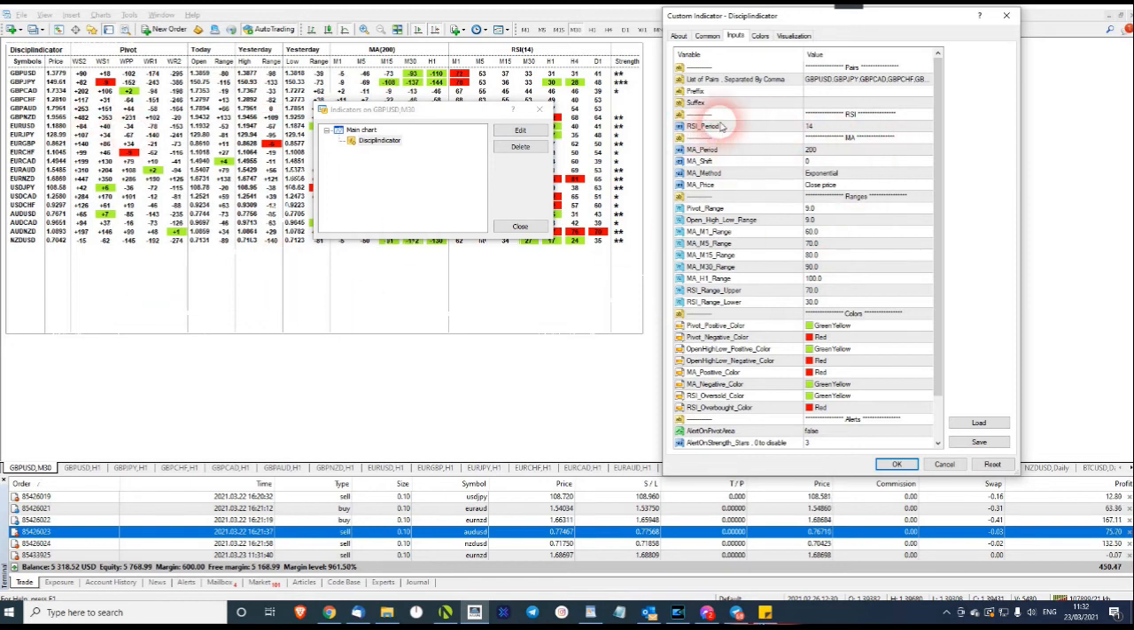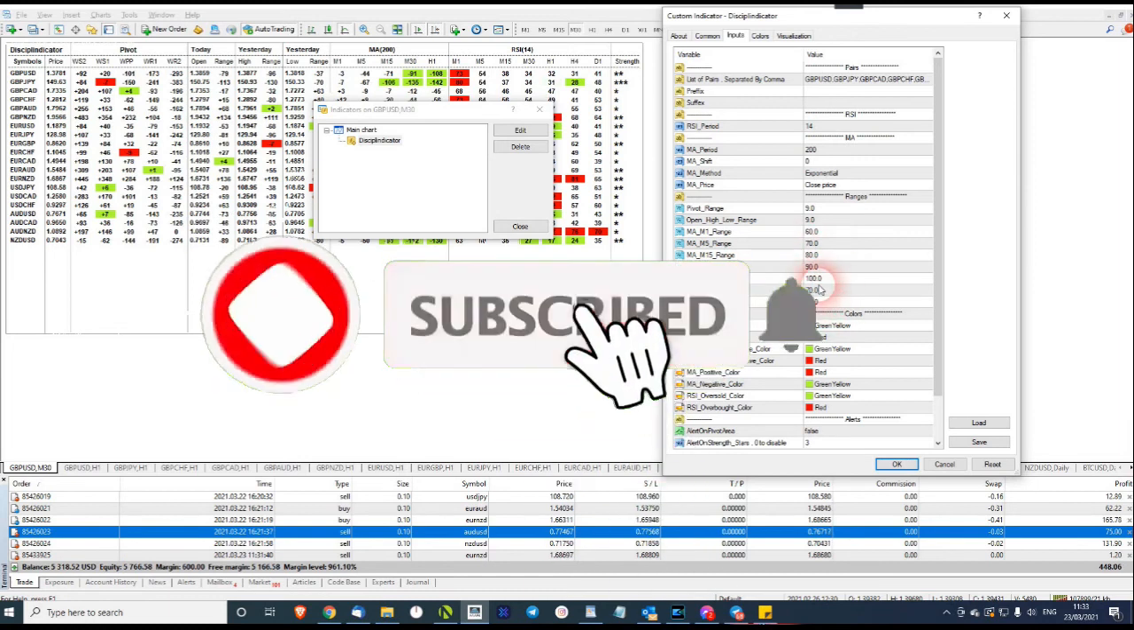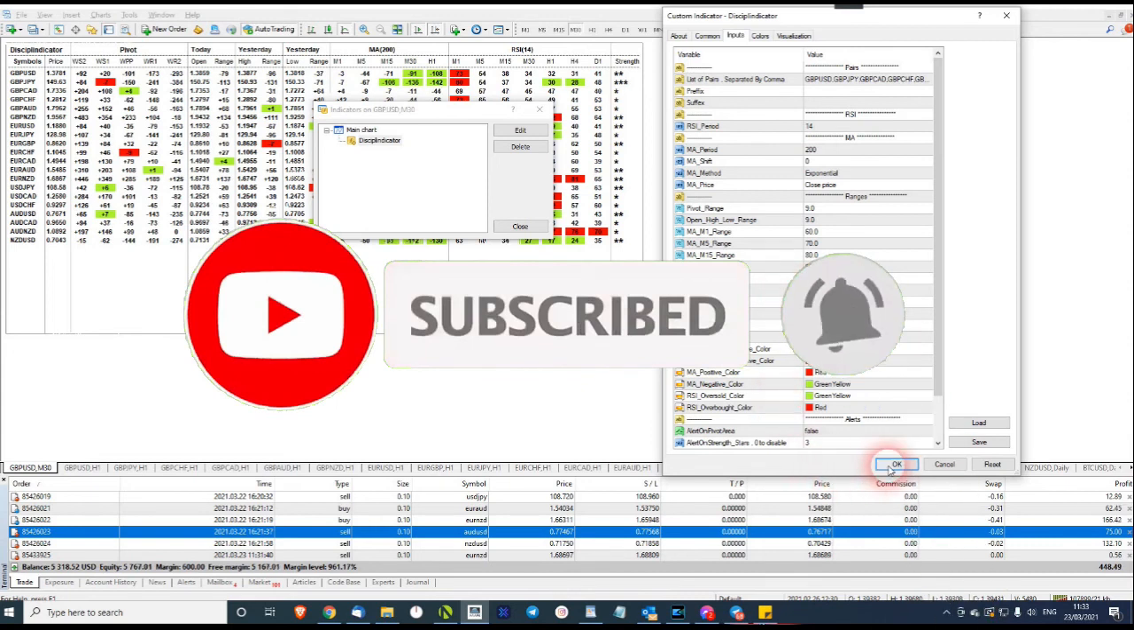You can have whatever RSI period you like. I prefer 14. I have an MA period of 200 exponential. I wouldn't change these if I were you. Here's all your pairs. I've set this so that if the price comes within 9 pips of the pivot, we'll get a colour change. If it's 9 pips off the high, the low range, we'll get a colour change. Proximity to the MA on the M1 time frame, M5, M15, M30. Again, you can set these yourself, and also the value for overbought or oversold conditions on the RSI.